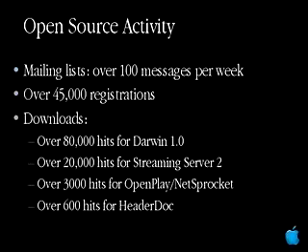Downloads: since Darwin 1.0, a little over a month ago, is where these stats have come from. We've had 80,000 hits for download of components for Darwin 1.0, and that's a pretty significant number of downloads, and this is pretty well just in the past month. 20,000 hits for the streaming server version 2, 3,000 for OpenPlay and NetSprocket, and 600 hits for HeaderDoc.